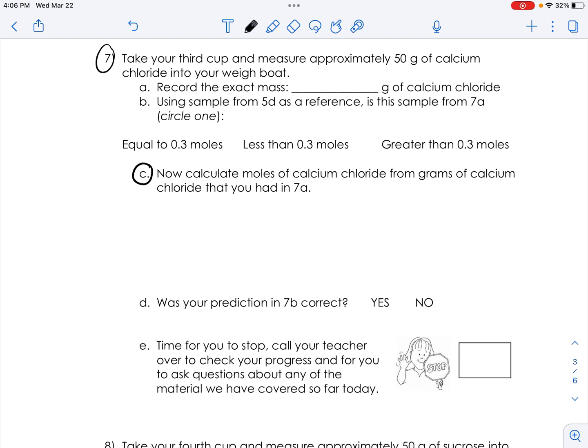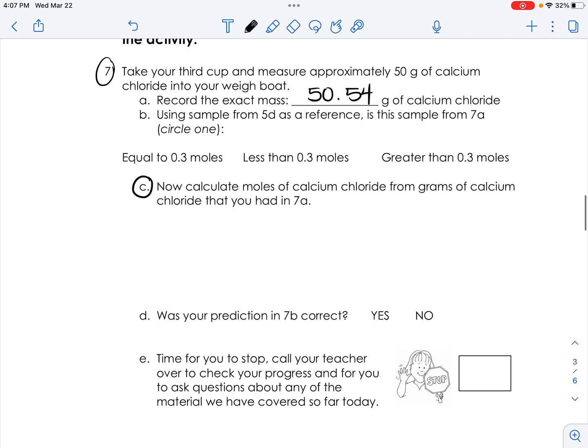Okay, down here it says measure approximately 50 grams of calcium chloride into your weigh boat. I'm throwing out the number that we measured out, 50.54. We did a good job of getting really close. I want you to try to predict based on this number whether that's going to be equal to 0.3, less than 0.3, or greater than 0.3. And you should be able to predict with some accuracy based on that.